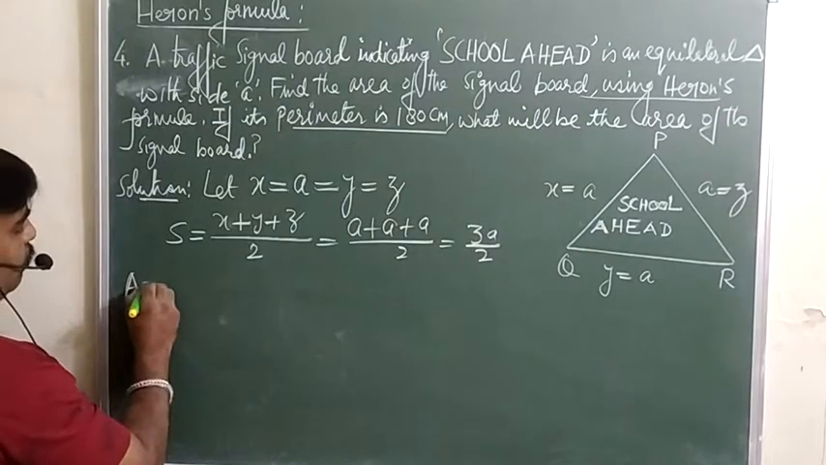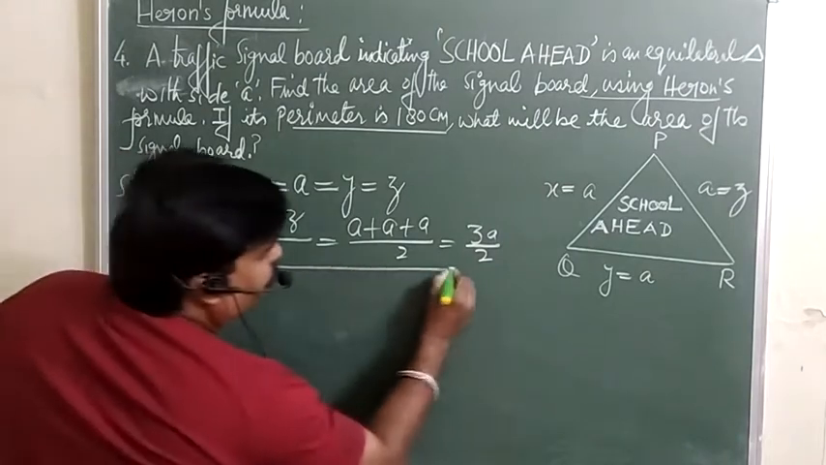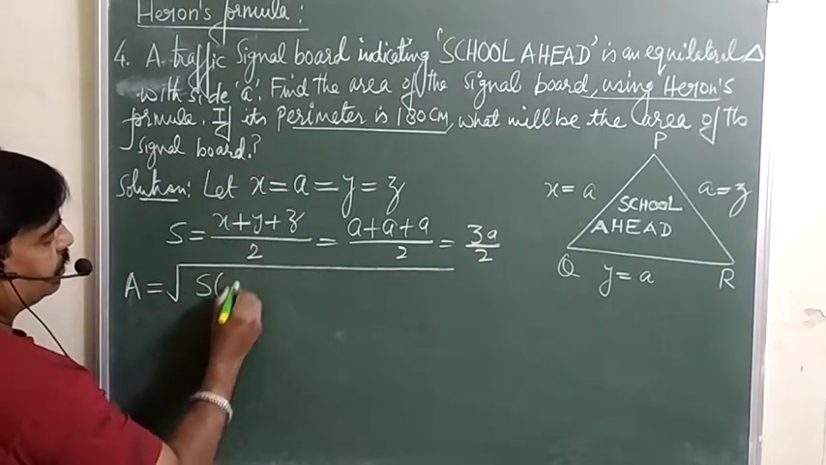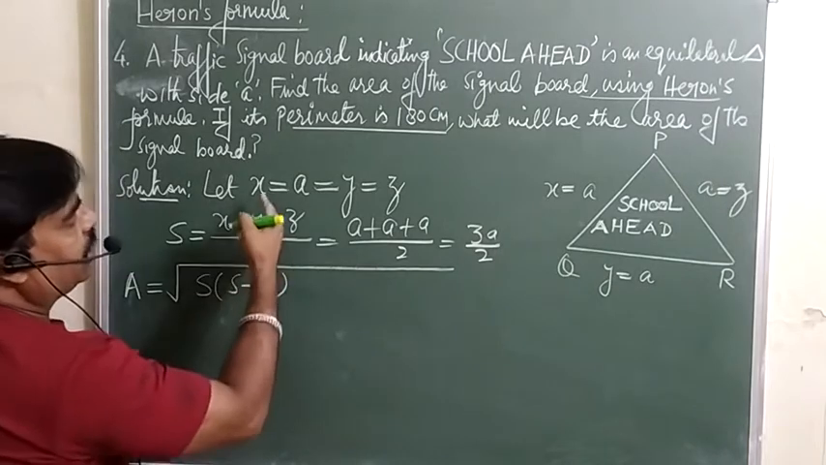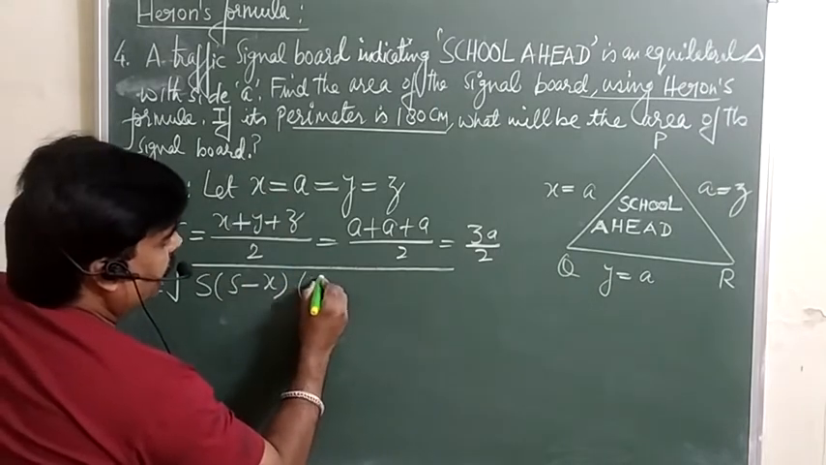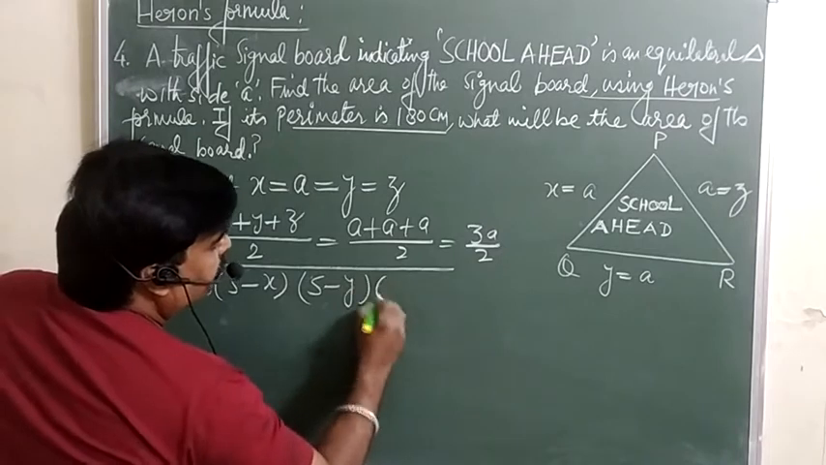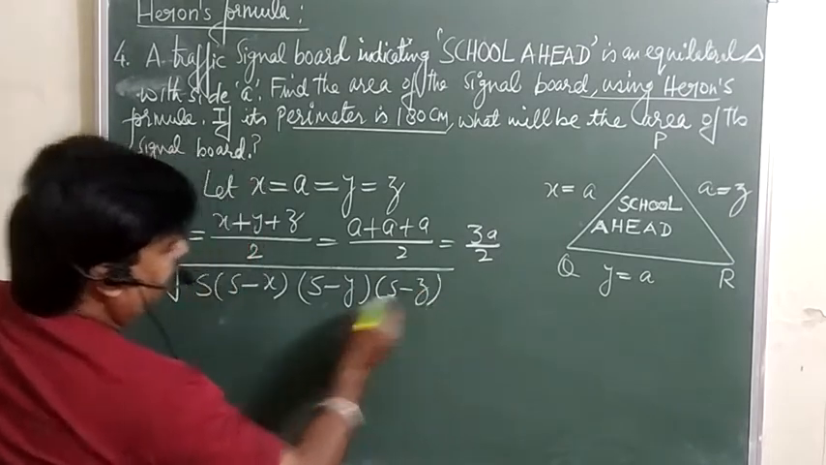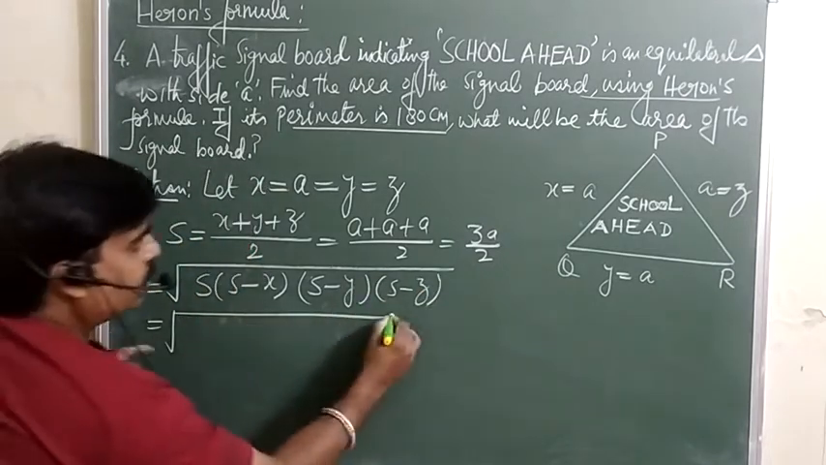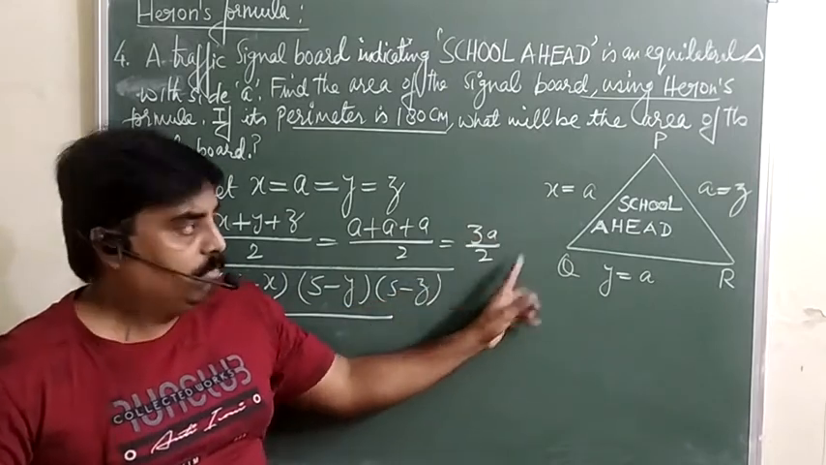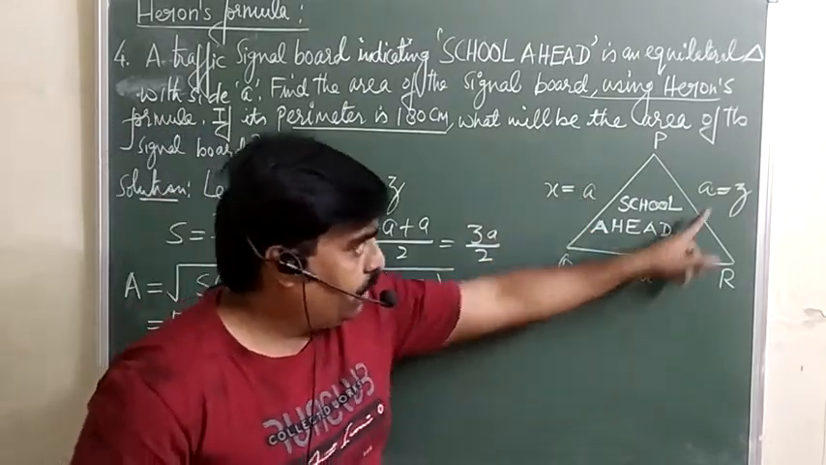Simply you can apply the formula. Area of a triangle by Heron's formula is the square root of S times S minus x, S minus y, S minus z. You can put the values here. S is 3a by 2. x is a, y is also a, z is also a.